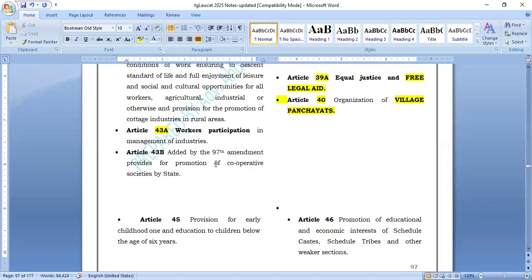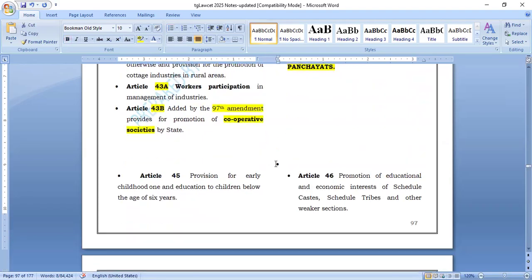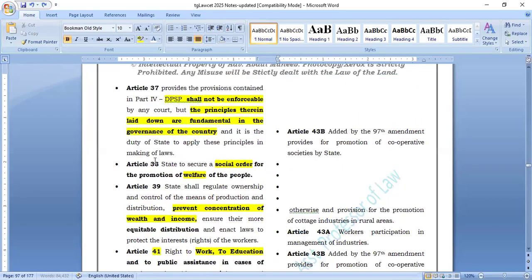43B, added by the 97th Amendment, provides for promotion of cooperative societies by the state. So 43B is cooperative societies. Article 44 is the Uniform Civil Code, UCC, which we have already read. So what is Article 38?